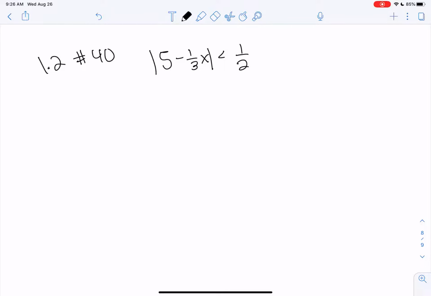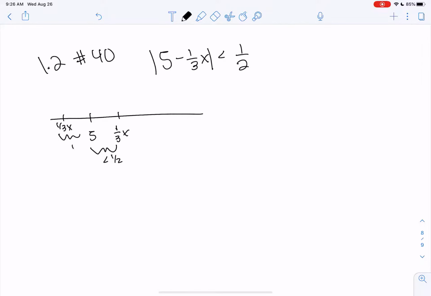Let's check out number 40 in 1-2. So it's a weird statement. It's basically saying the distance between 5 and 1/3 x is less than 1/2. But technically that means 1/3 x could kind of be on either side of 5, right? Because distance could be in either direction. It's a very weird concept.